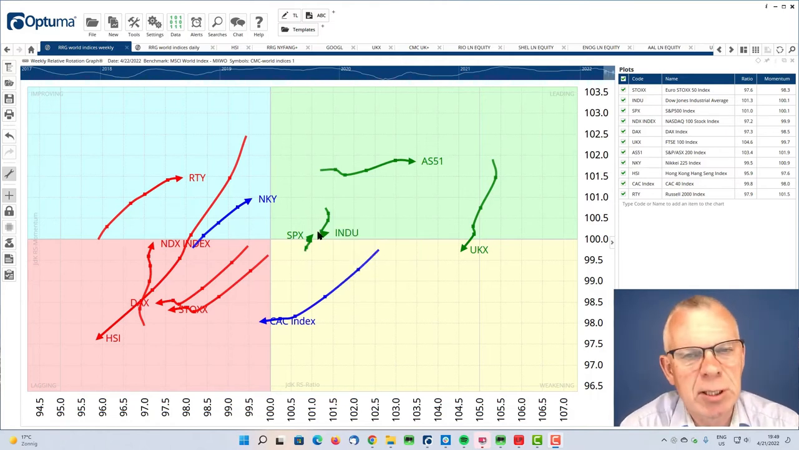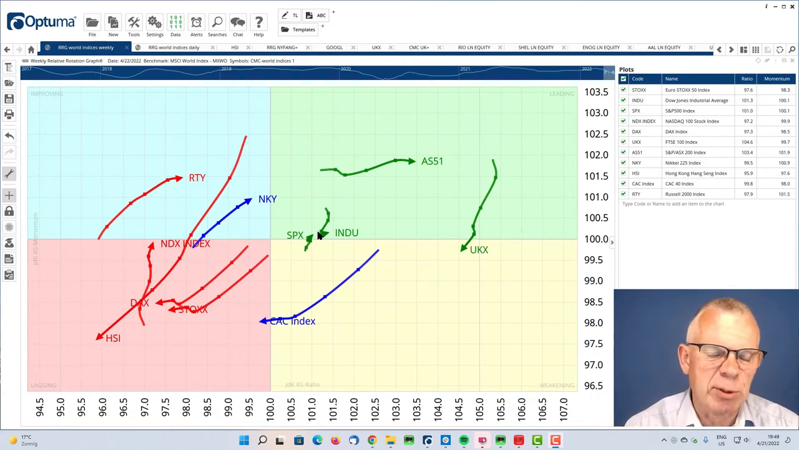When you see short tails on an RRG, that means that it is a stable trend. In this case, it's a relative uptrend versus the MSCI World. Don't be mistaken, that doesn't mean that they go up in price per se. They are just doing better than the MSCI World at the moment.